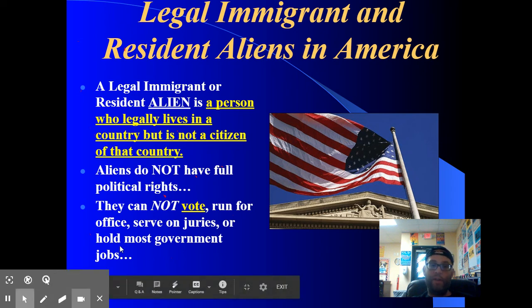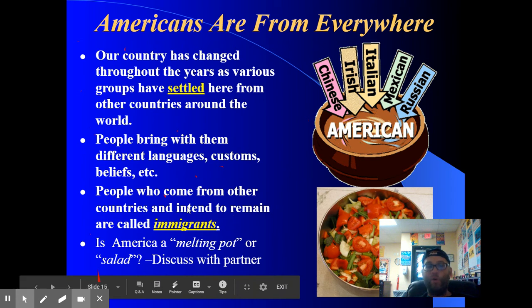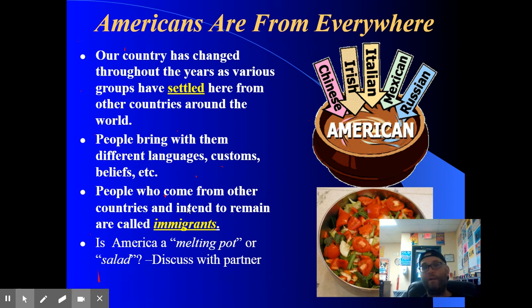Now, sometimes you will hear about illegal immigration or illegal aliens. Those are people who've come here illegally. They didn't get a visa. They didn't follow the right legal things. Maybe they snuck over the border for whatever reason, and they are here illegally, and they don't really have any rights. They do have rights, but they obviously can't vote or anything like that as well.